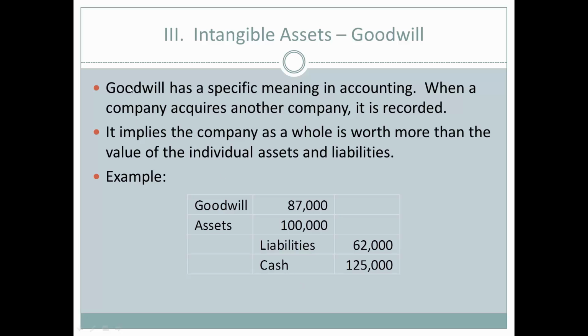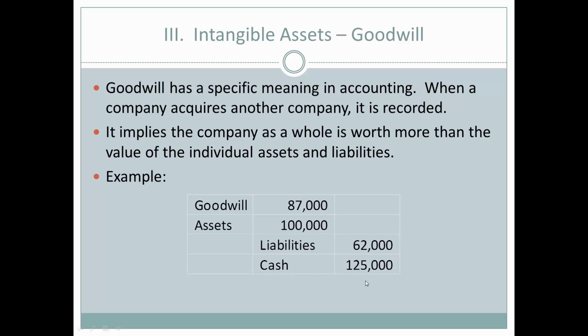Let's talk about goodwill, which is a specific type of intangible asset that has a specific meaning in accounting. When a company acquires another company, it is recorded. So it only happens when a company acquires another company. It implies that the company that was purchased as a whole is worth more than the value of its individual assets and liabilities. So in this instance, the purchasing company will record the value of the assets that we purchased. And then a lot of times a company will come with liabilities, so we'll have to record the liabilities associated with the purchase of the company.